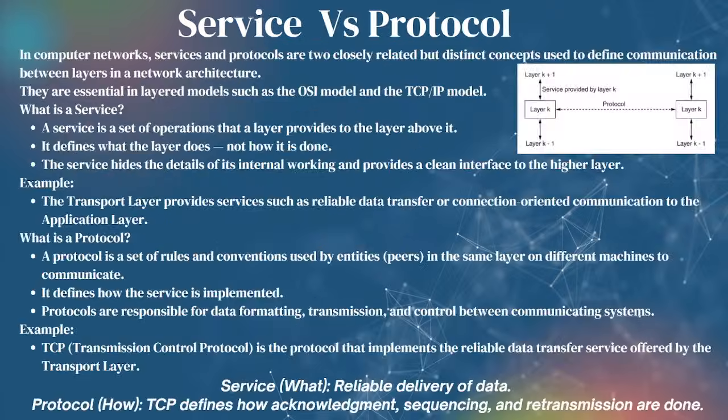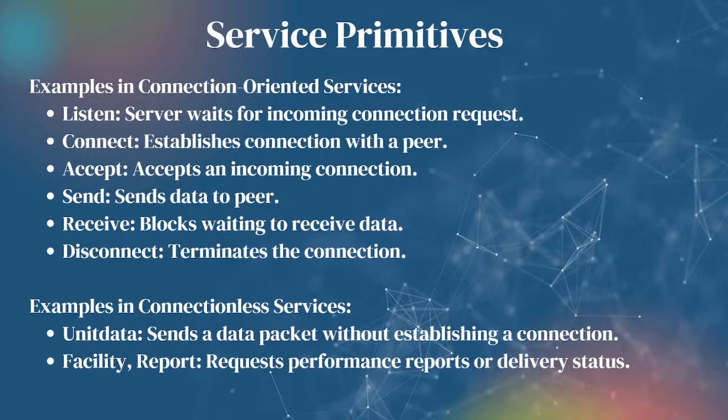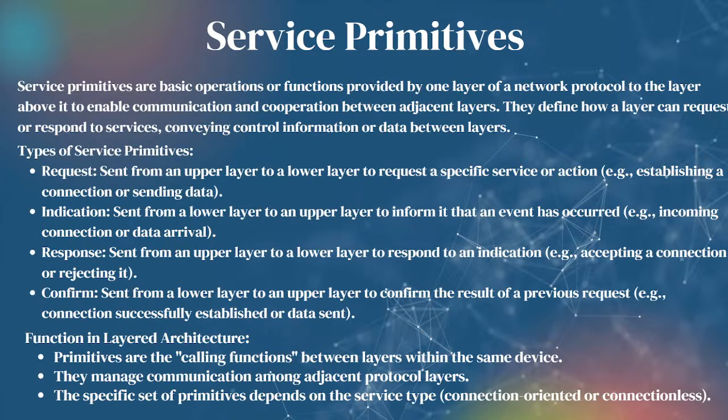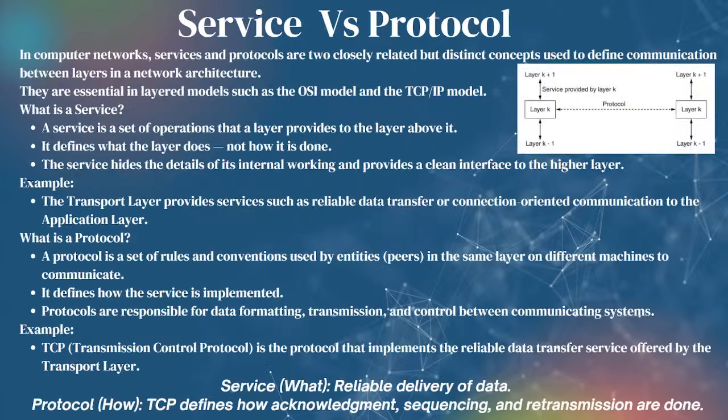Moving to the next area, again we were talking about service primitives. When we discussed that portion, we said it is a basic operation or function provided by one layer of a network protocol to the layer above it, to enable communication and cooperation between adjacent layers. It is a calling function, and it manages the communication between adjacent protocol layers. The specific set of primitives depends on the service type. These are the points we discussed for service primitives.